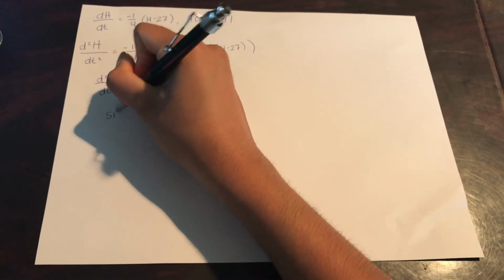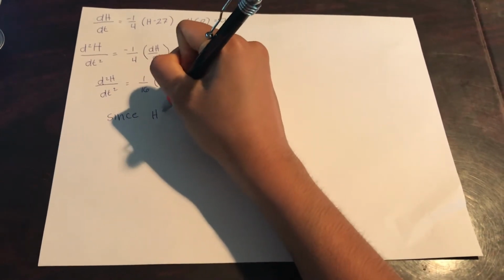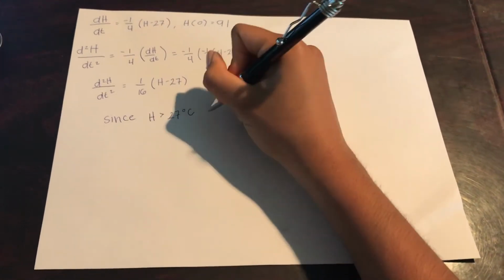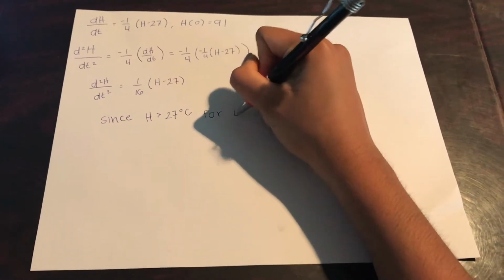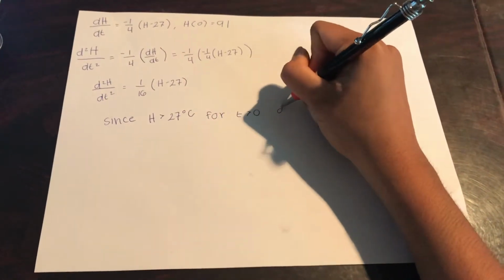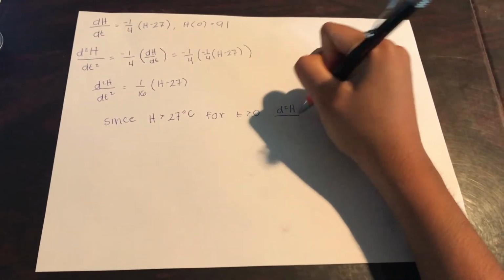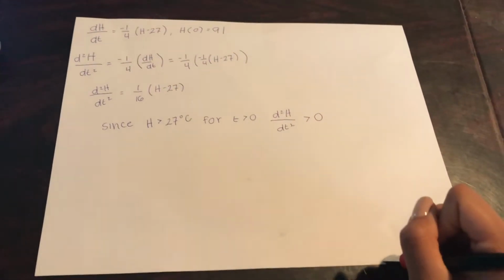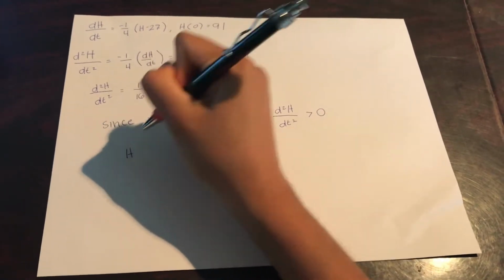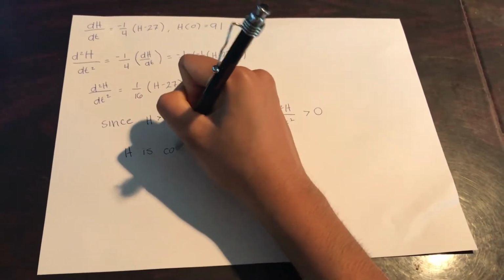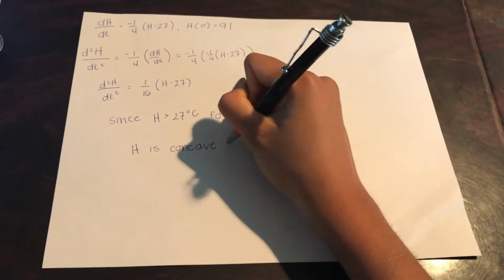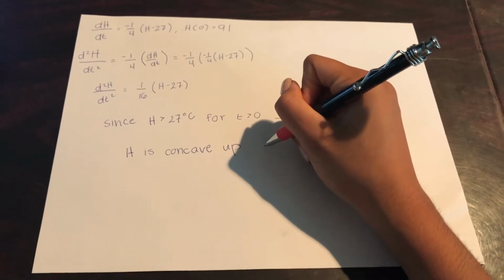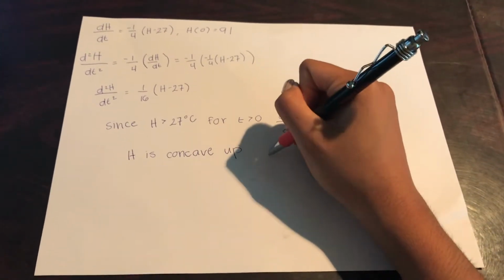So since h is greater than 27 degrees Celsius for all times t is greater than 0, your second derivative is always positive. And that tells you that your h is concave up. Now because your h is concave up, the line tangent to the curve is an underestimate.